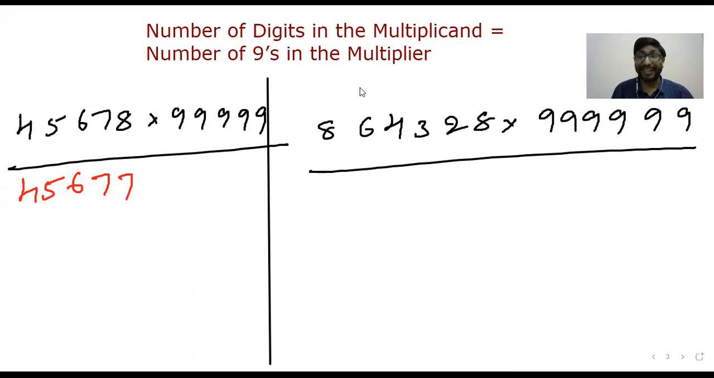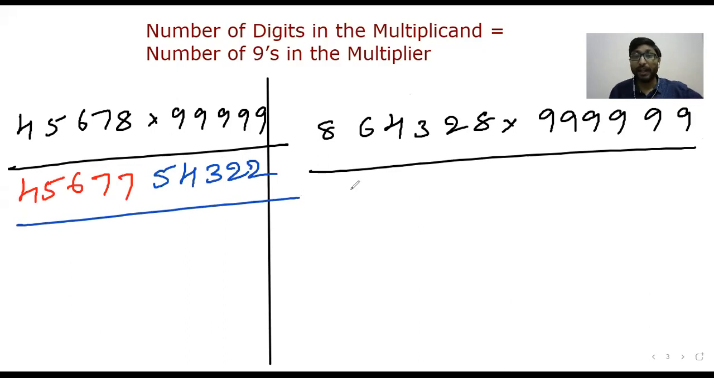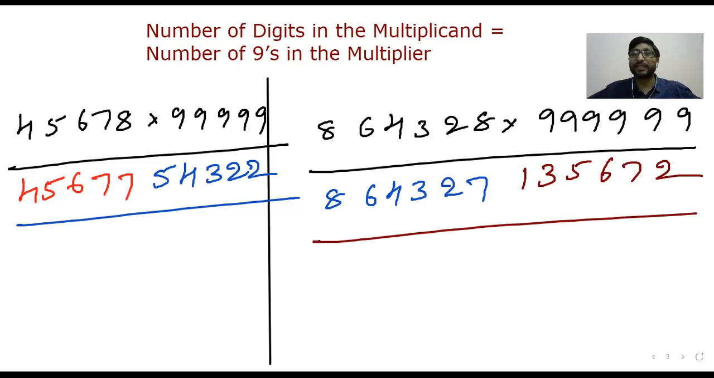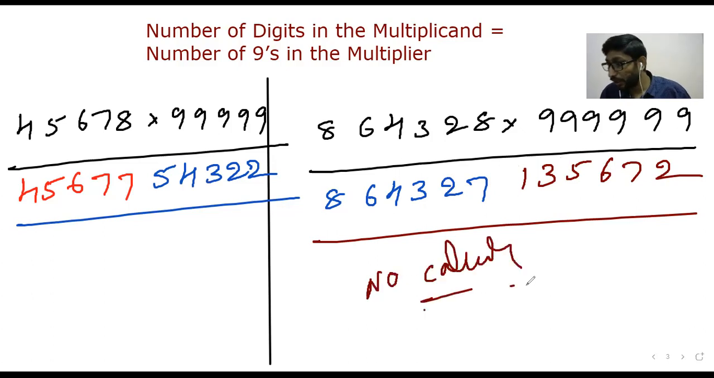You check with the calculator. My answer is right or wrong. 5, 4, 3, 2, 2. Simple. And 8, 6, 4, 3, 2, 7. So 1, 3, 5, 6, 7, 2. That's it. See, no calculations required. This is the power of Vedic maths.